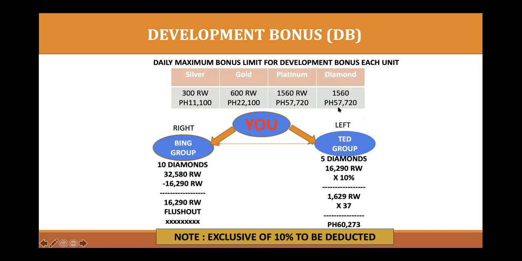You see, the maximum income is 57,720. Clear?